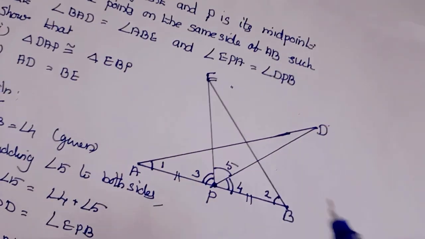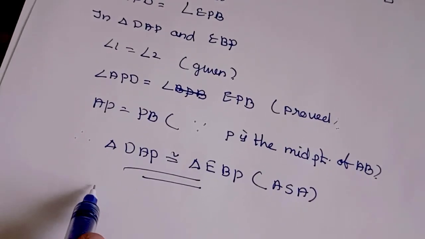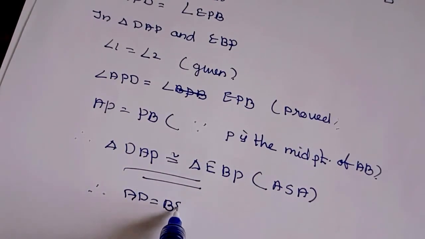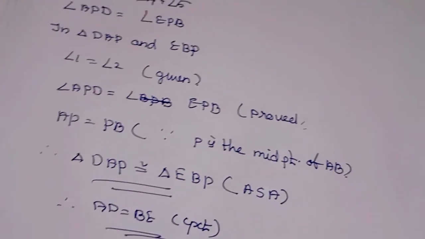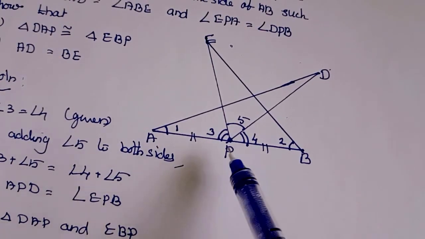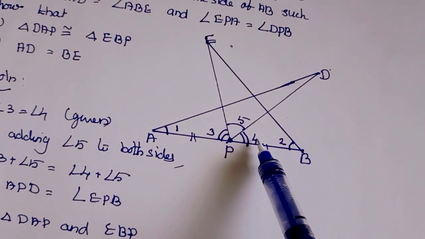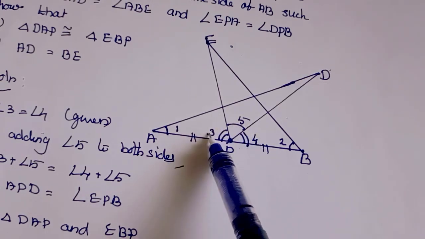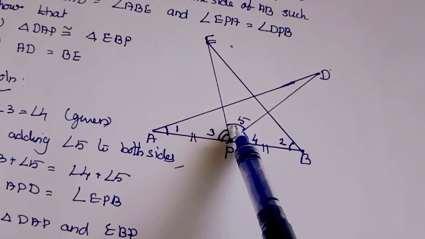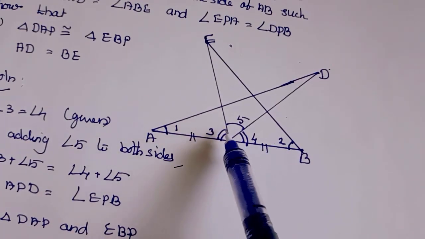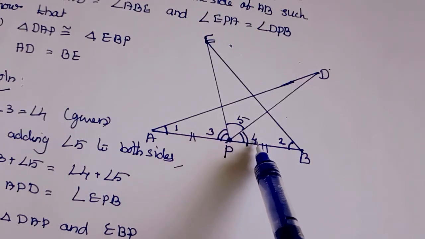Corresponding parts of congruent triangles are equal. Therefore, AD equal to BE, reason CPCT. Okay. Now, once again. First, angle 3 equal to angle 4, reason given. By adding angle 5 to both sides, we get angle 3 plus angle 5 equal to angle 4 plus angle 5. That is angle APD equal to angle EPB. These two angles are equal.